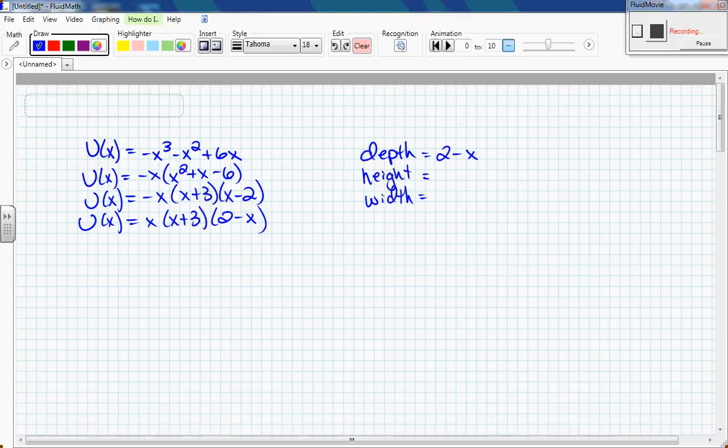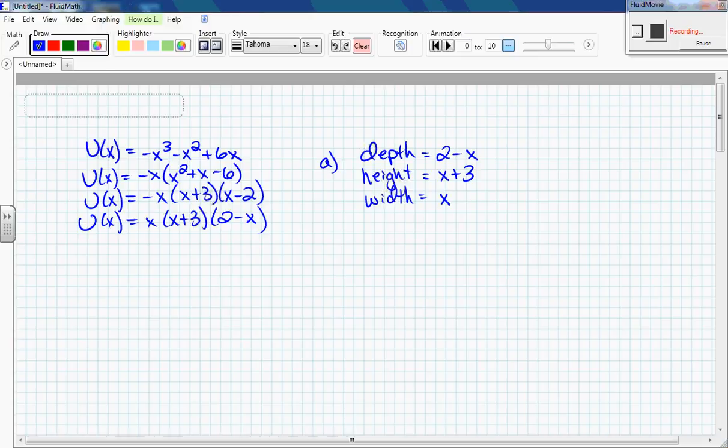So now we have our dimension depth, and in the directions, it says that we have to assume that the height is greater than the width. Well, in this case, x plus 3 is always going to be larger than x, and it says that the height has to be greater than the width. So this is going to be x plus 3, and this is going to be x. So that answers question part A.